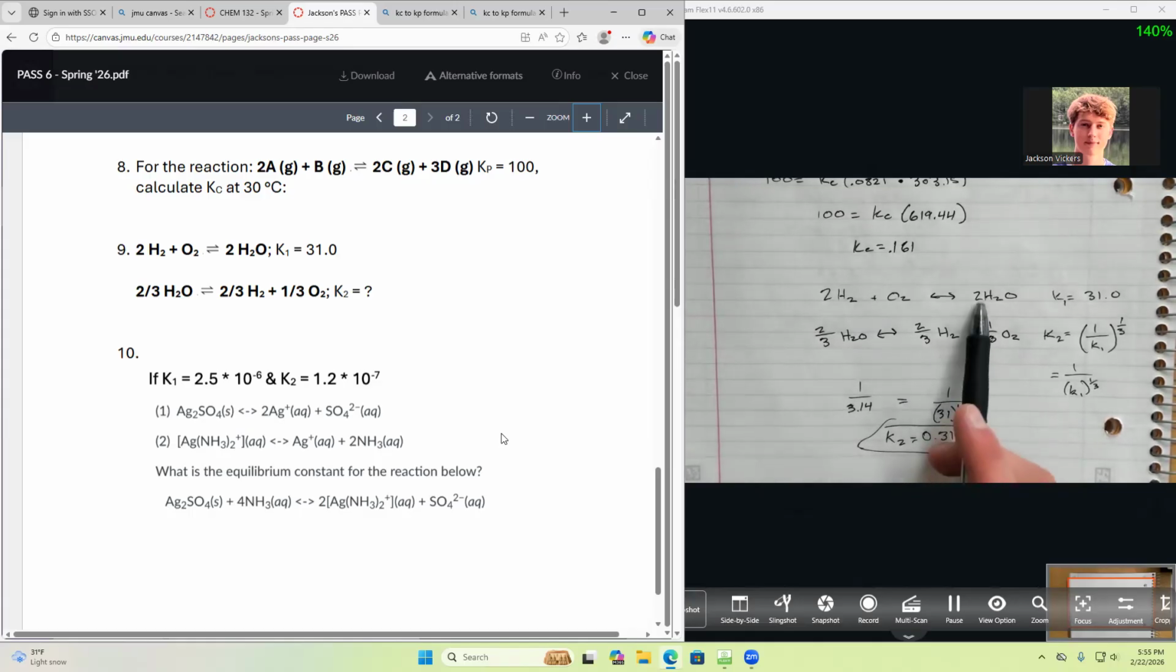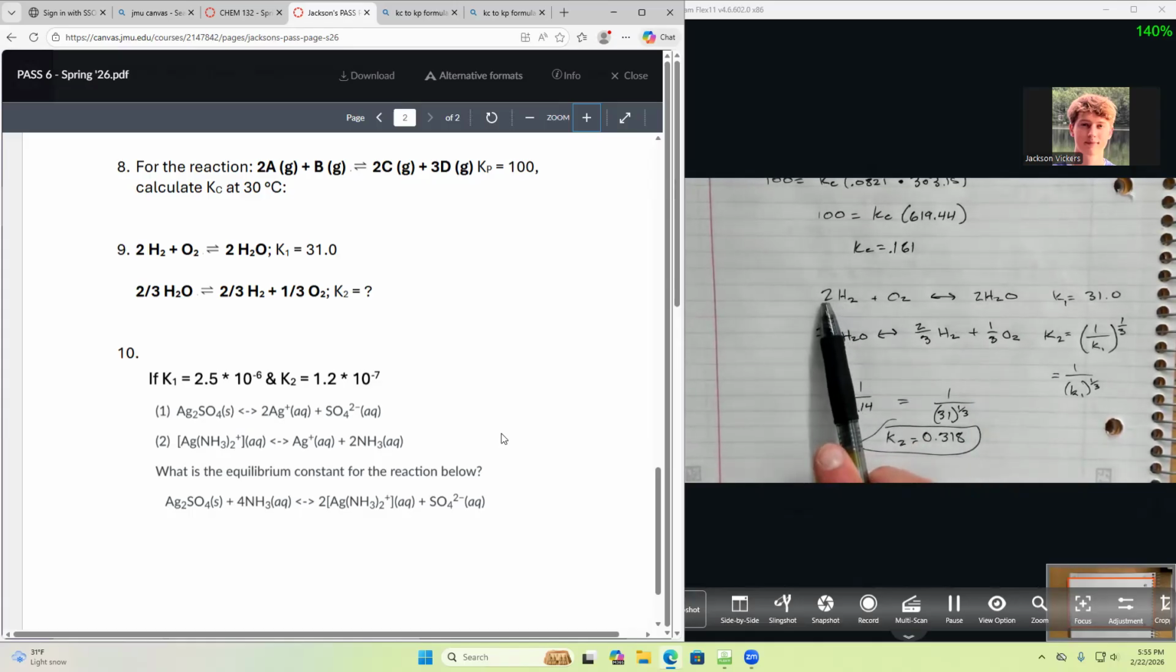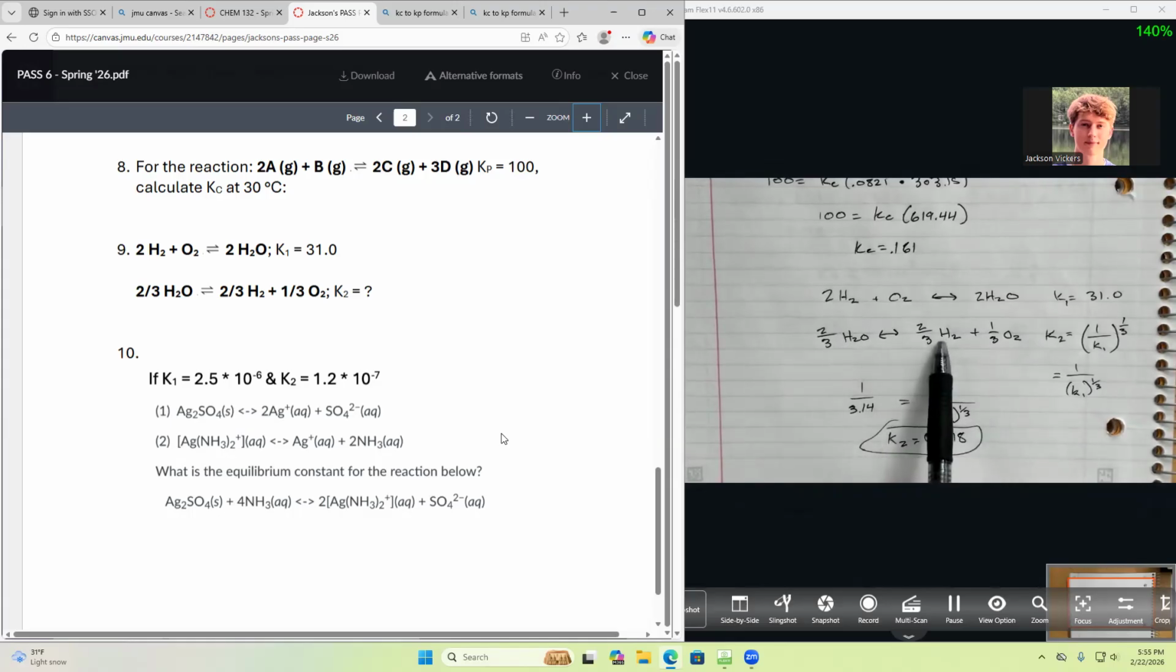And then we also want to look at what the numbers in front of each thing are. Right here we have a 2, and now it's 2/3. That looks a little bit weird, but let's go to the next one. This one is a 1, now it's 1/3. This one's 2, and now it's 2/3. So to me, that looks like everything got divided by 3. So we flipped the reaction and we divided everything by 3.